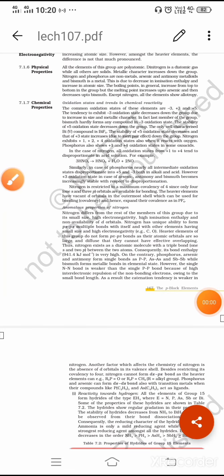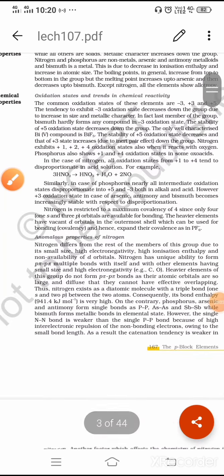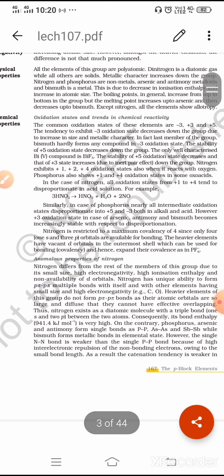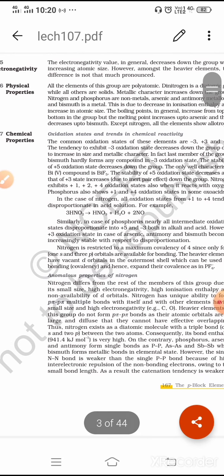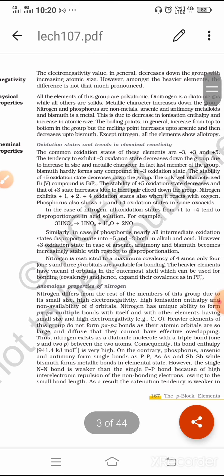Let us discuss the last physical property, that is catenation. Catenation in group 15 is exhibited only by nitrogen and phosphorus. Reason: higher bond dissociation enthalpy and stability, higher electronegativity, small size.